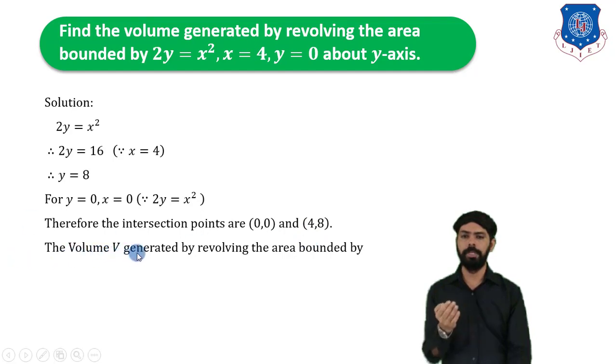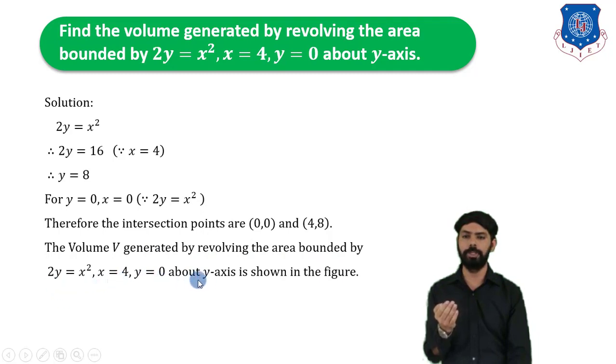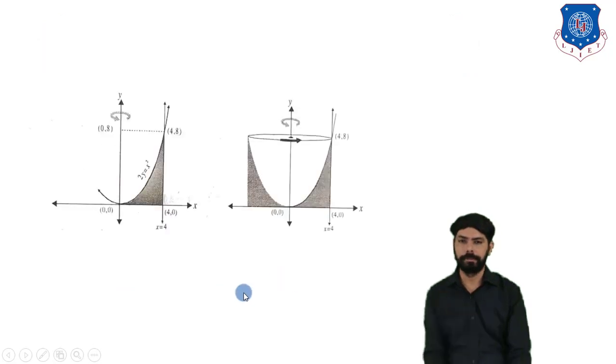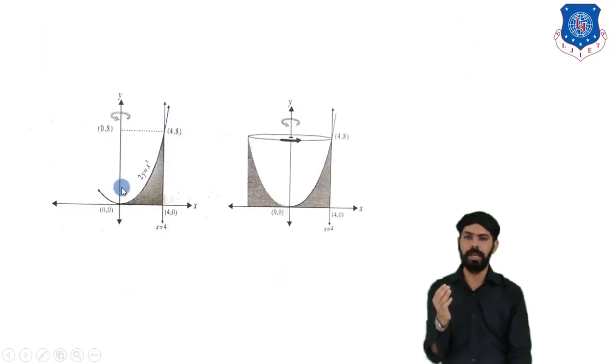And the volume V generated by revolving the area bounded by 2y equal to x square, x equal to 4, y equal to 0 about y-axis is shown in the figure. So here this is a graph of 2y equal to x square, and this is the line x equal to 4. And this is revolved about y-axis. So if we revolve about y-axis, then this will be the diagram, and we will have to find out the volume of this. So here x will vary from x equal to 0 to x equal to 4.